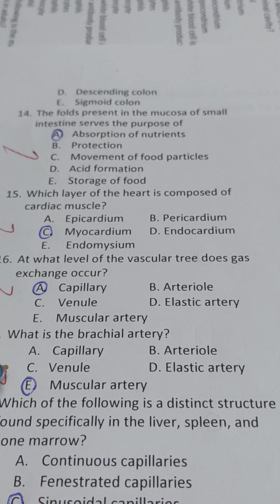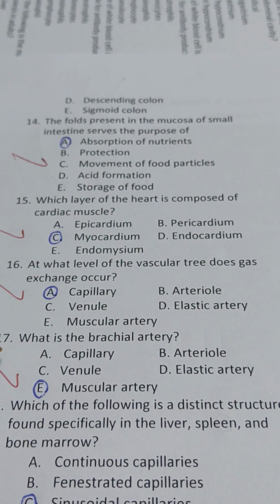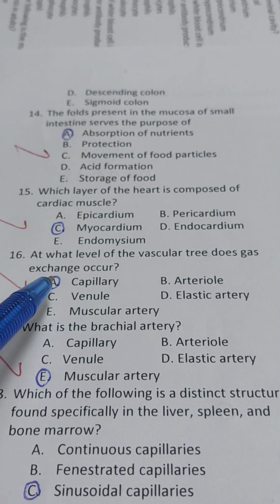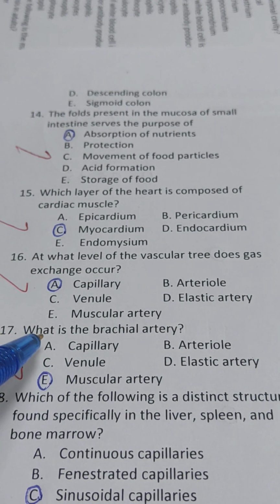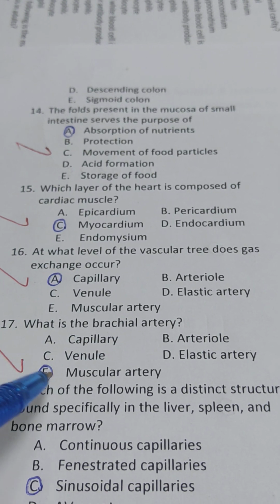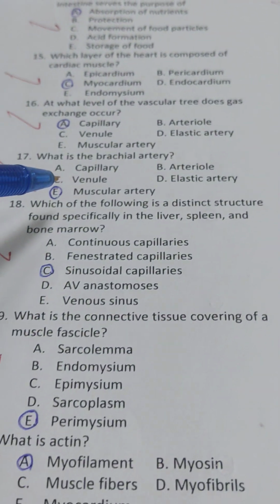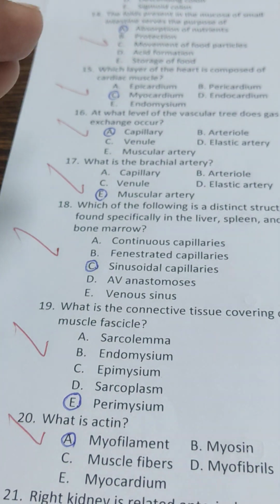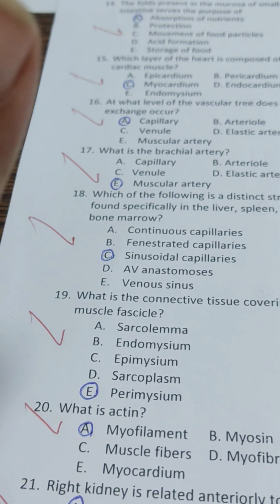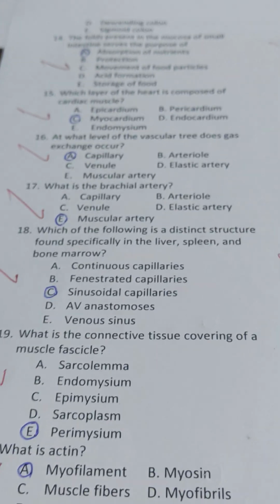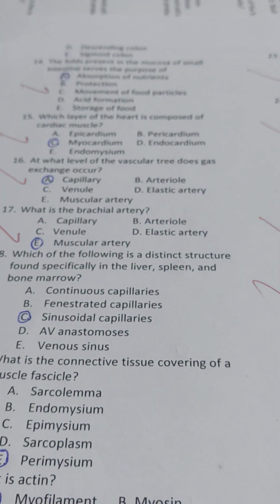At what level of the vascular tree does gas exchange occur? So the correct answer is the capillaries. What is the brachial artery? It is a muscular artery. So you know the different types of arteries: large elastic arteries, then the medium-sized muscular arteries, and then the last is the smaller arteries, arterioles.